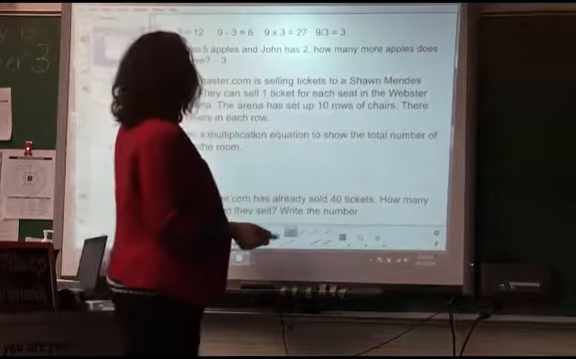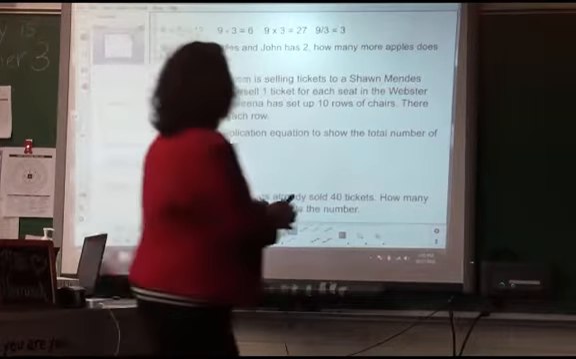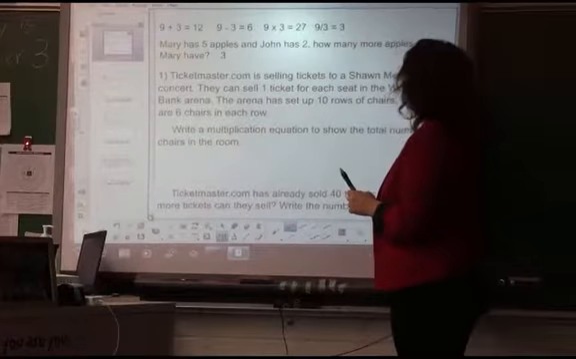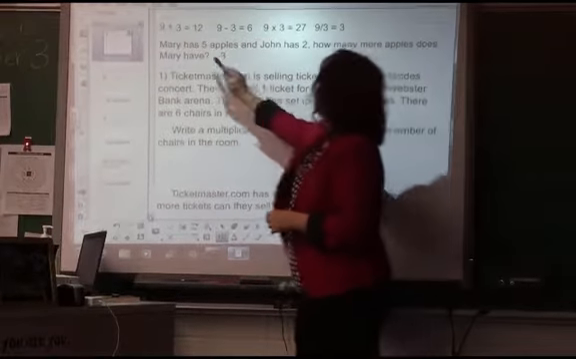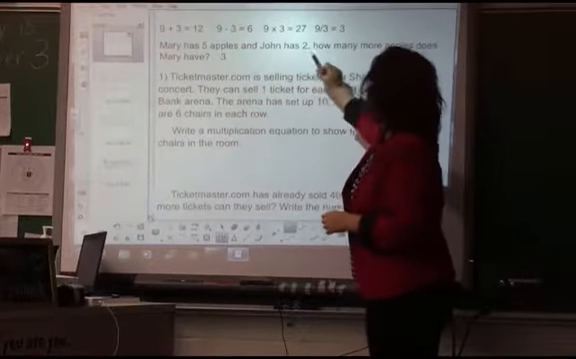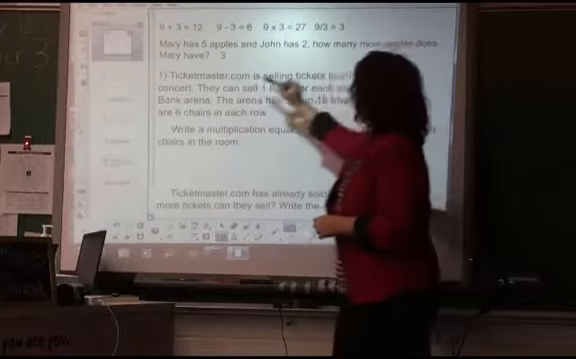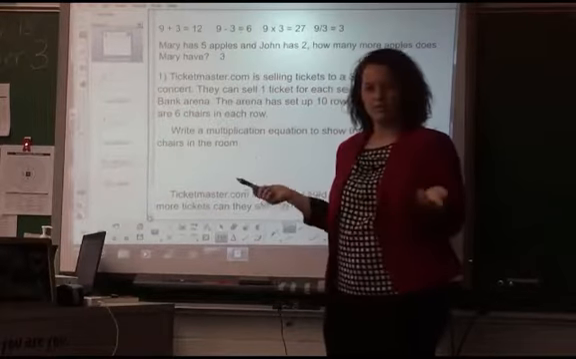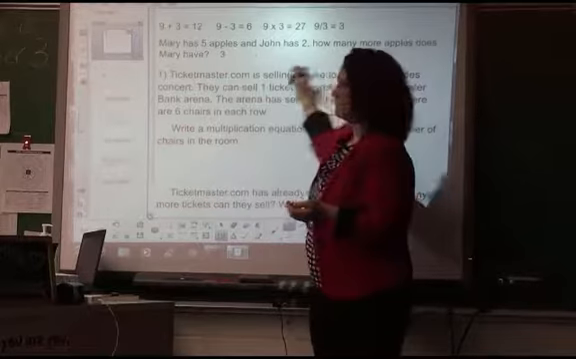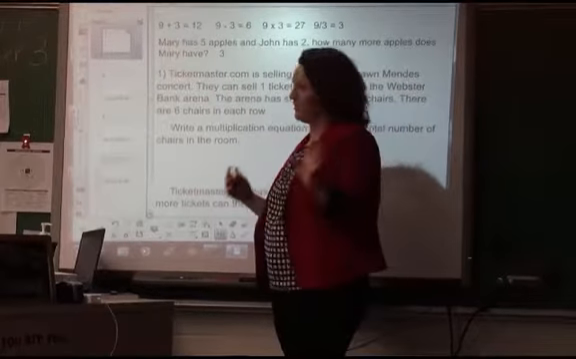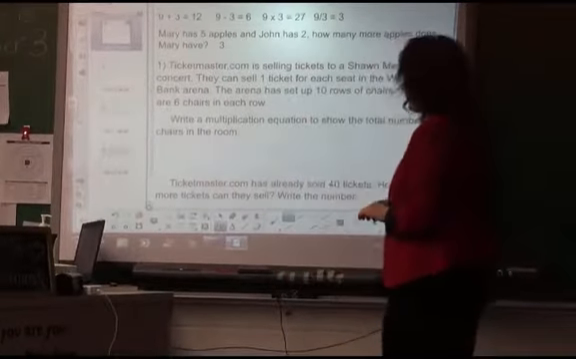So before I go into the two-step word problems, I'm just going to go over a basic word problem. So Mary has 5 apples and John has 2. How many more apples does Mary have? So Mary has 5 and John has 2, and we want to know how many more Mary has. So what we're going to do is just 5 minus 2, and we have 3. So Mary has 3 more apples.